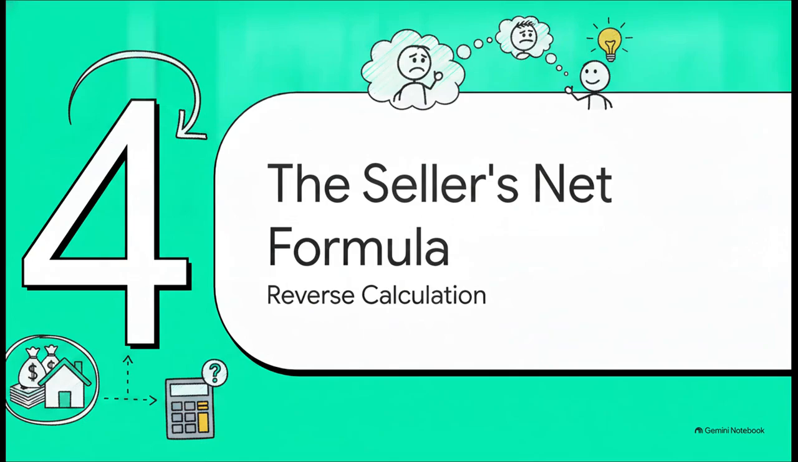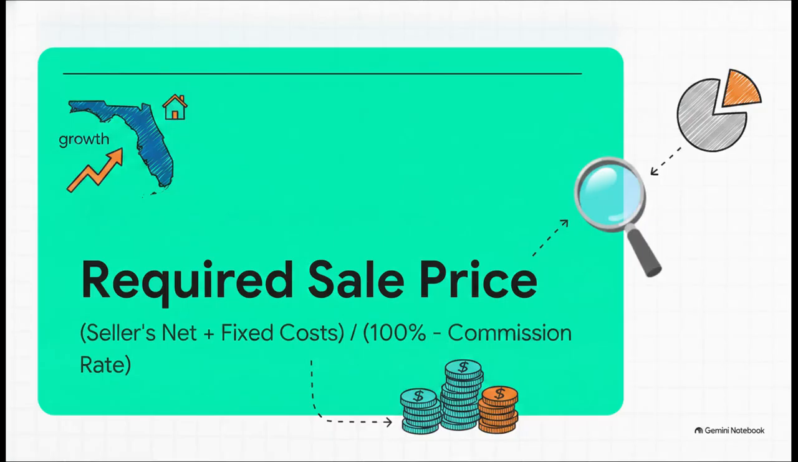Okay, moving right along to the big one. This next concept trips up so many test takers, but we're going to make it crystal clear. We're talking about the seller's net formula. It's highly counterintuitive because you're figuring out a sell price based on what the seller wants to walk away with.